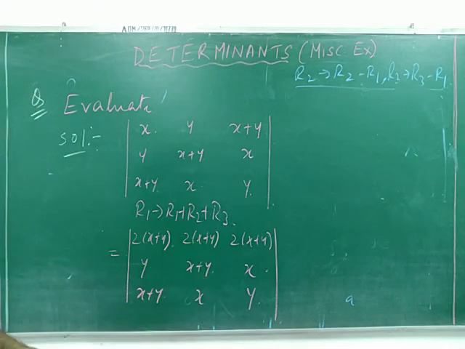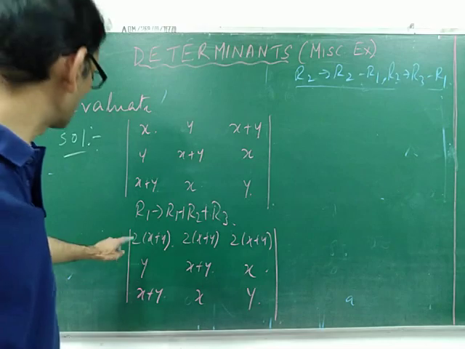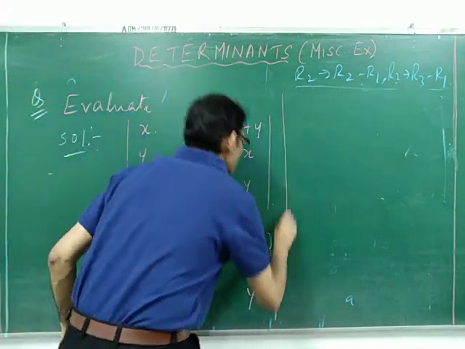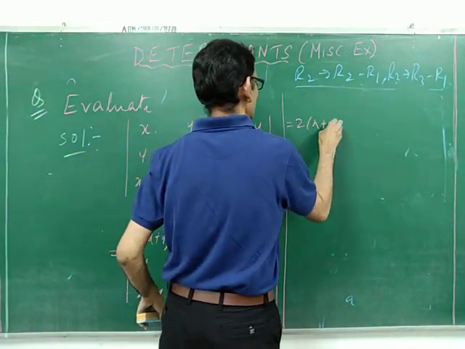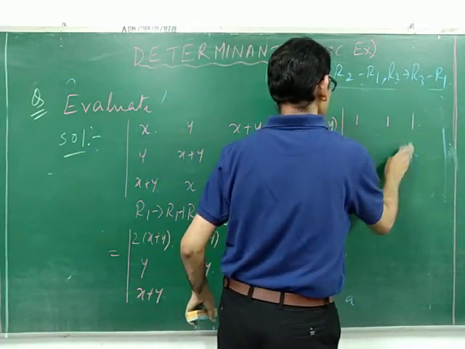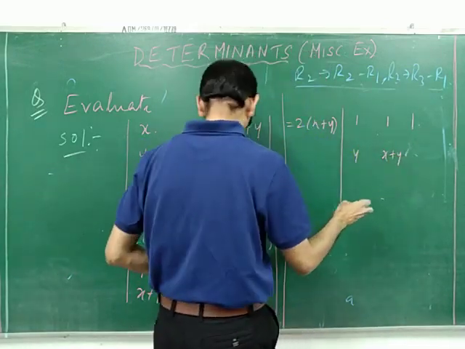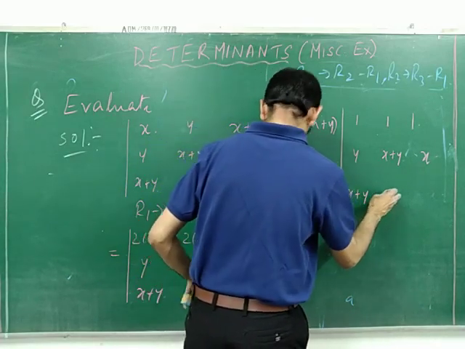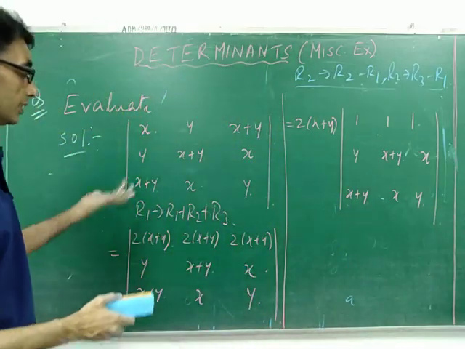Okay. Now what is common in the first row? The 2x plus y is common, so we are going to take this common. Okay, next step. What is the next step? Next step is we will take 2x plus y common. So if you take 2x plus y common, it is 1, 1, 1. This is left out, and y, x plus y, then x, and x plus y, that is x, and this is y. Okay, yes, this is the steps.